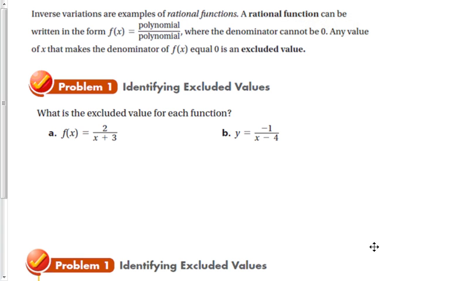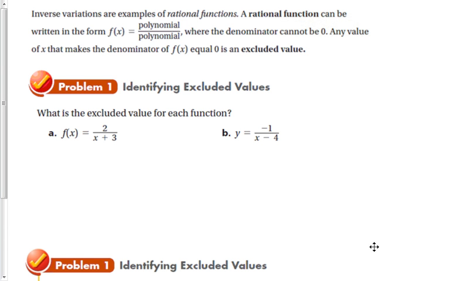All right, so we talked about inverse variations in the last lesson, and we get those from rational functions. And if you remember, a rational function is any time you have two polynomials divided and the denominator can't equal 0. What we're going to do is take a closer look at what it looks like when we graph those.